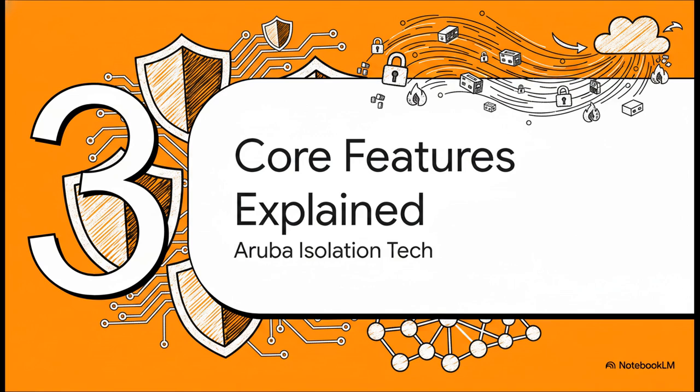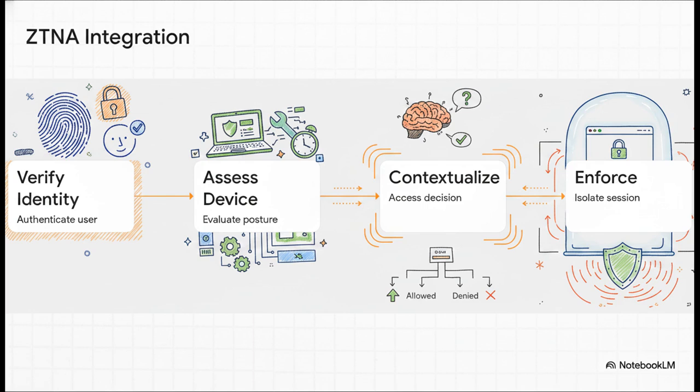All right, Section 3, Core Isolation Features Explained. RBI isn't just this rigid blanket policy applied to absolutely everyone all the time. Doing that would just waste a massive amount of computing resources. Instead, it's selectively triggered through Zero Trust integration. First off, it verifies the user's identity. Next, it assesses the device's security posture, like checking to see if your OS is actually updated. Then it makes a really smart contextual decision based on that data. Finally, if the risk profile warrants it, it seamlessly enforces isolation. It's a highly intelligent, dynamic process.